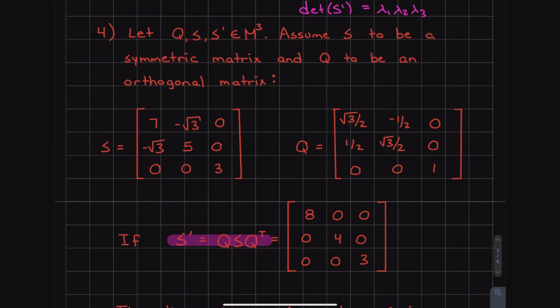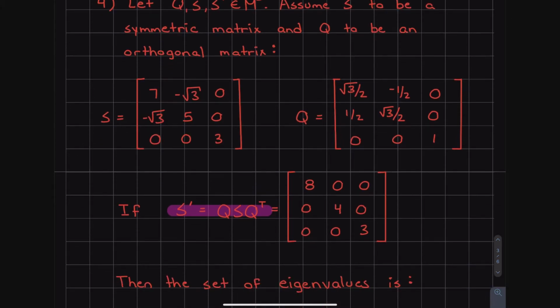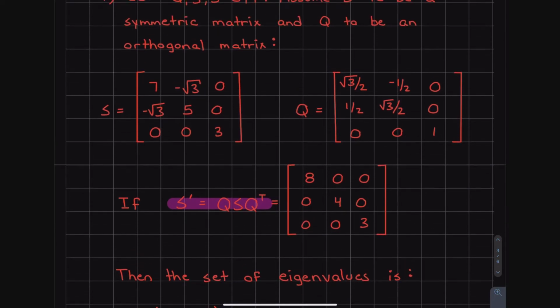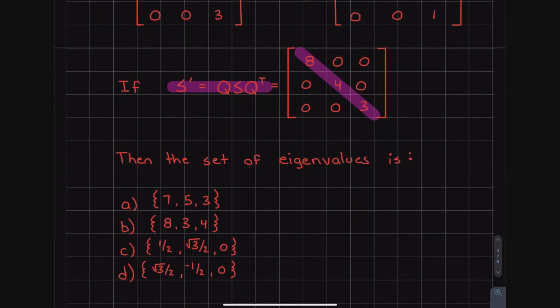And this is really going to test our knowledge on the properties of a symmetric matrix. Because if you guys remember, if we have S prime in the following diagonal form, then we know that those 3 values right there are going to be the eigenvalues. So if we come down here, the first question says, what are the eigenvalues of S? Well, we know it's going to be 8, 4, and 3. So there's a vector here, B, which is 8, 3, and 4, so that must be it.